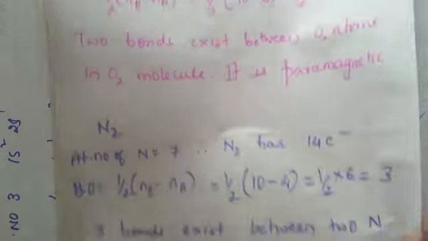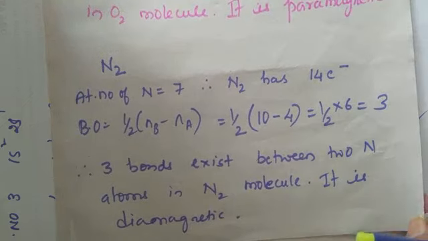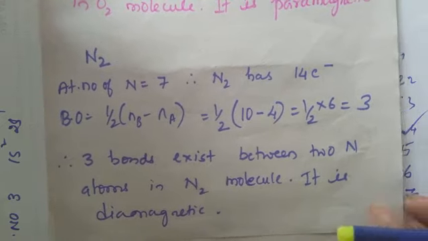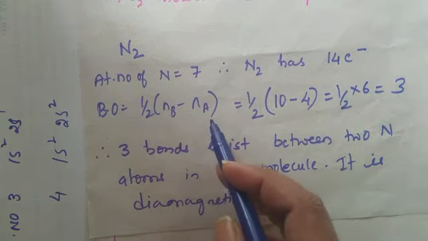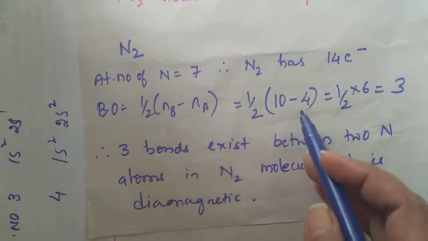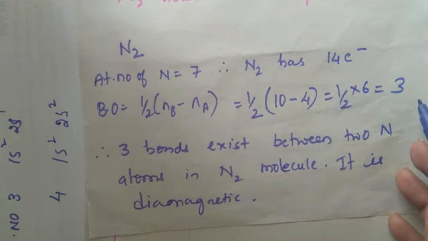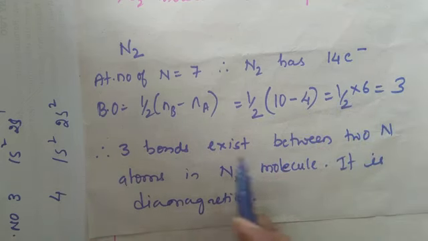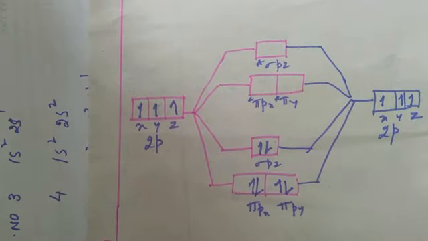So for nitrogen, the atomic number is 7. Therefore the nitrogen molecule has 14 electrons. So bond order is equal to half of Nb minus Na, half of 10 minus 4. So half into 6, that is equal to 3. Therefore 3 bonds exist between 2 nitrogen atoms in the nitrogen molecule. Since there are no unpaired electrons, it should be what?